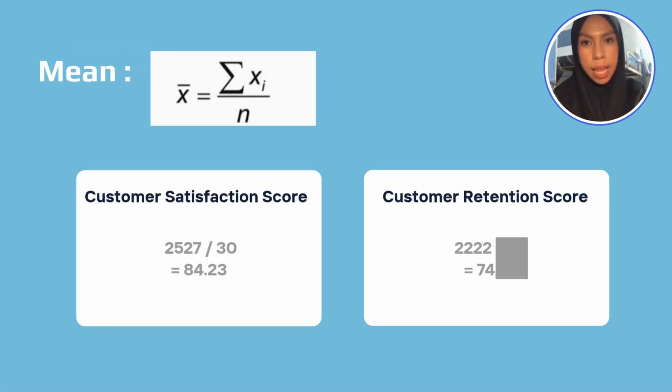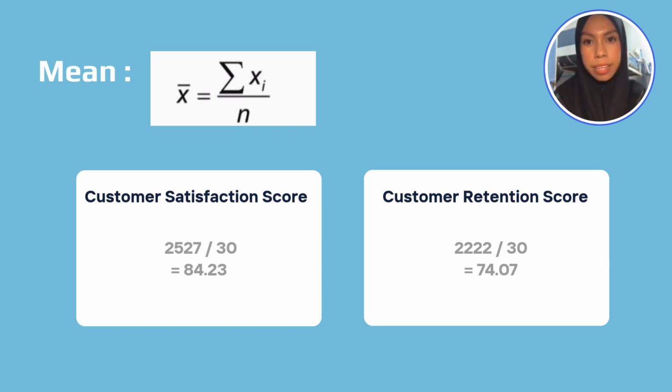First is mean. Mean is a measure of central tendency that represents the sum of all values in a dataset divided by the number of values. The formula of mean is x bar equals the sum of each value in the set of data divided by the number of values in the set of data. For this question, the size of the data set is 30.